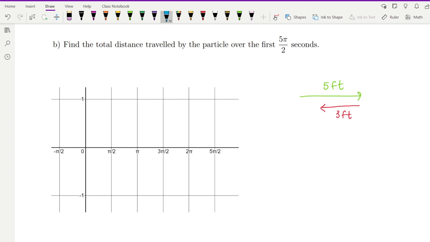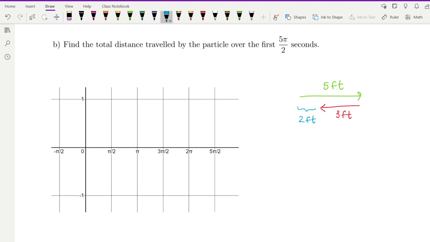If I asked you what is my displacement, the displacement would be the distance I am from my starting point. It would be 2 feet. What's going on with displacement is basically that you're allowing the travel in the negative direction to counteract the travel in the positive direction. So the 2 feet comes from 5 minus 3.